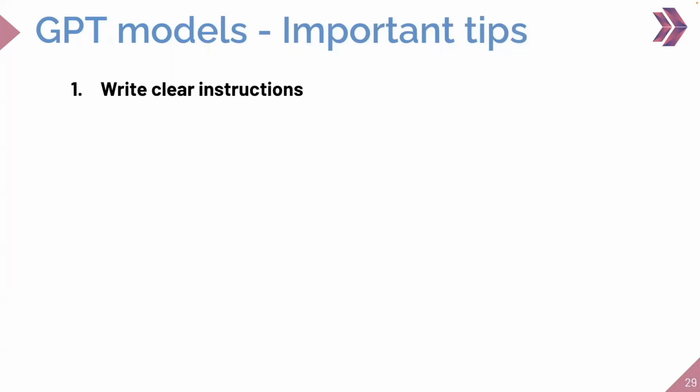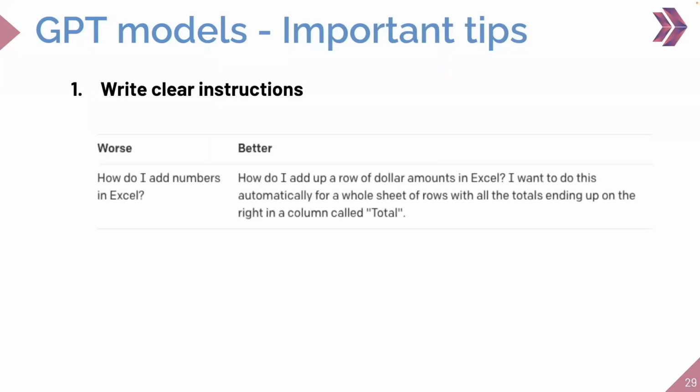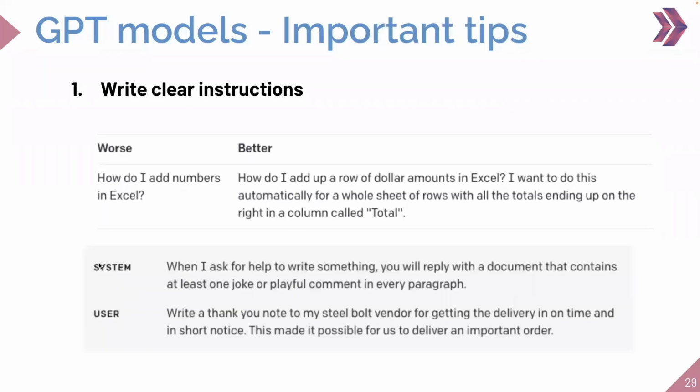So there are some tactics, some strategies in here. And the first one is write clear instructions. For example, on the left side, you can see we have how do I add numbers in Excel. So simple, the model can respond in a better way. However, this is not a good prompt. You should add more and clear instructions. So how do I add a row of dollar amounts in Excel? I want to do this automatically for a whole sheet of rows with the old totals ending up on the right in a column called total. As you see here, this is better with more clear instructions. But here I want to explain something.